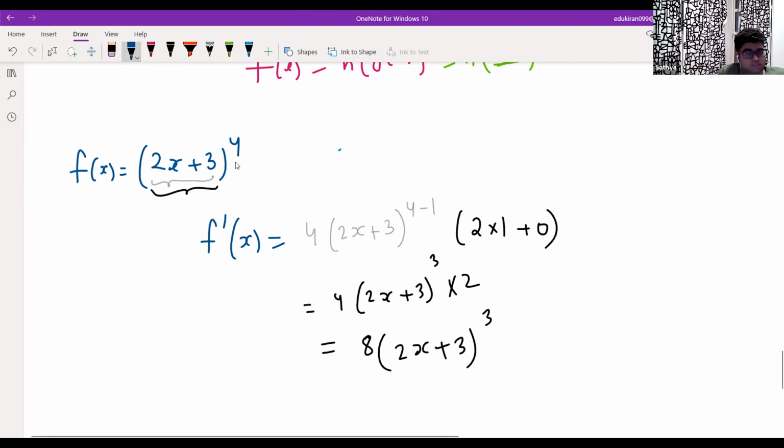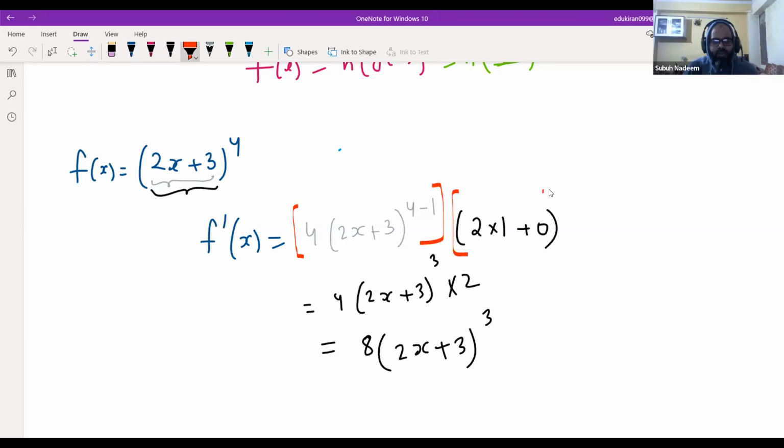Isn't the derivative of 2x just 2? Yes, it is 2 here. So why are we multiplying by 1? The derivative of x is 1, so 2 into 1 plus 0 will eventually be 2 only.